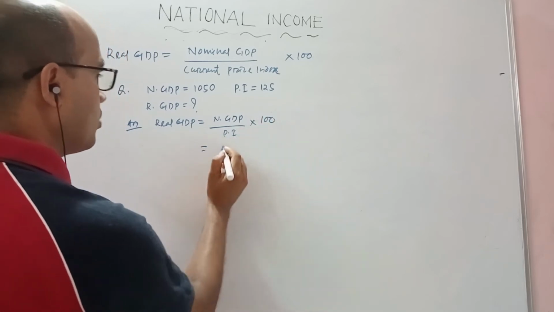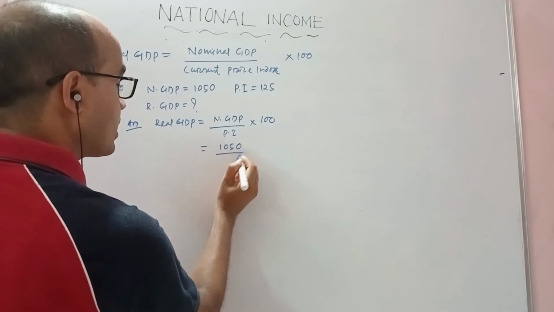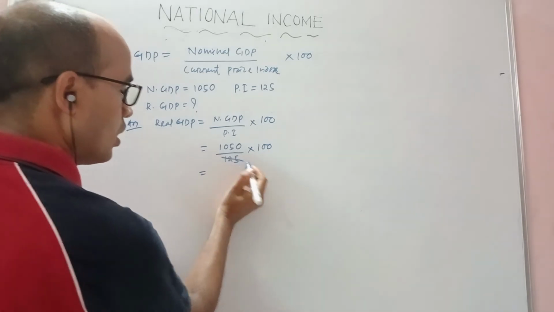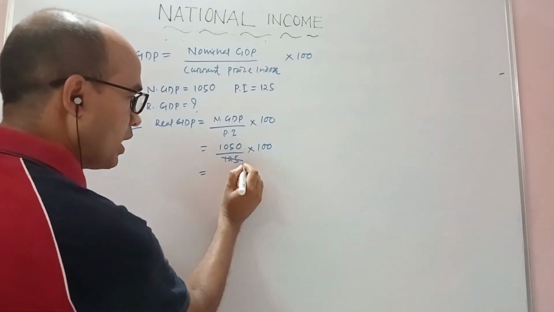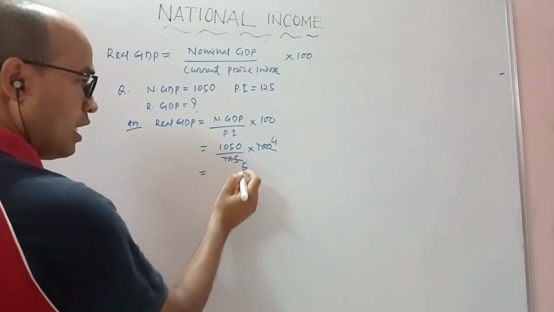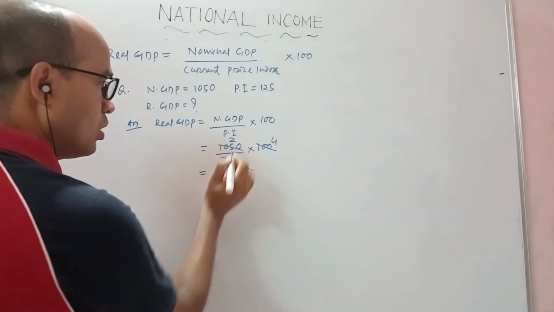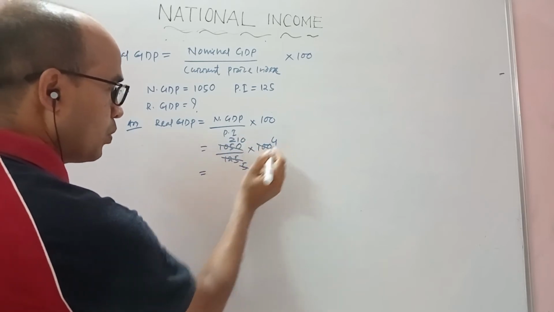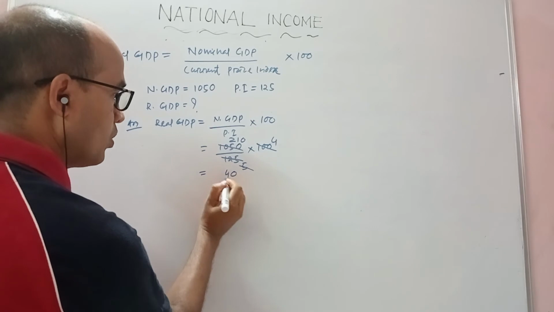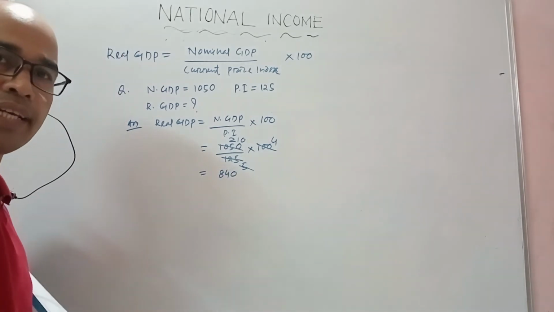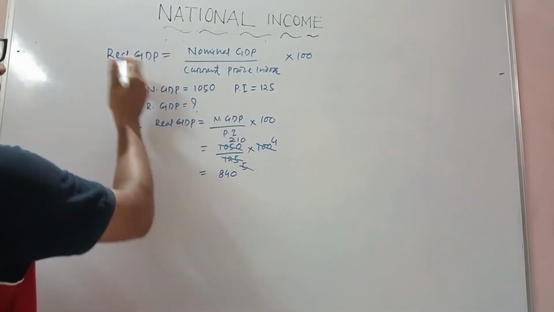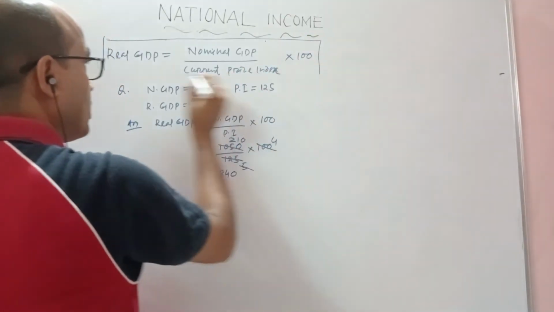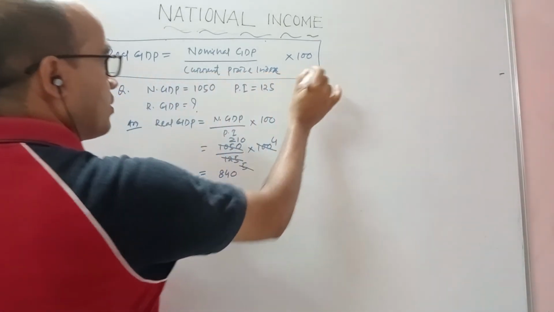So, nominal GDP is mentioned how much? 1050. Price index 125 and into 100. So, if you cut this one by 25, then you find out 5 is there and 4 is there. After that, you cut this one. This is 2, this is 10. After that, 1, 0. Then 2, 10 into 4. So, 0, 4, 8, 40 is the answer. Okay? Are you getting? Simple. You remember this formula. This is the important formula. After that, you can calculate each and everything.